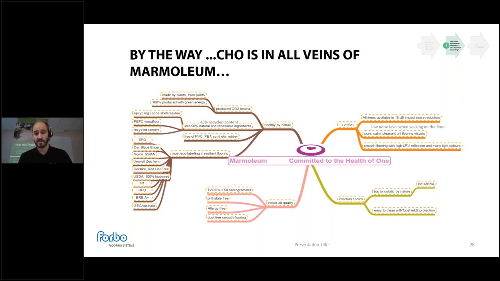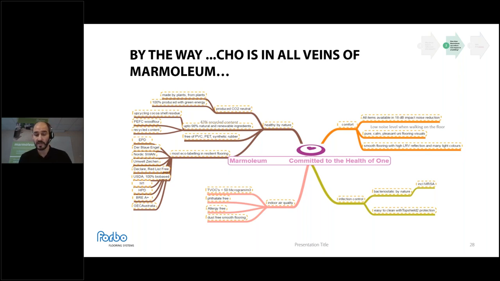Of course, we also have very good comfort. A few months ago we increased the impact noise reduction of our Marmoleum Decibel. It's now 19 decibel. It's pleasant. It's a Uniflor. Due to the smooth flooring, we also have a high LR light reflectance value. So this kind of information is taken into account in the EPD or BREEAM building certification.